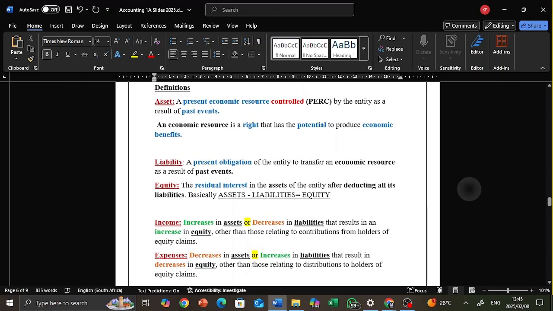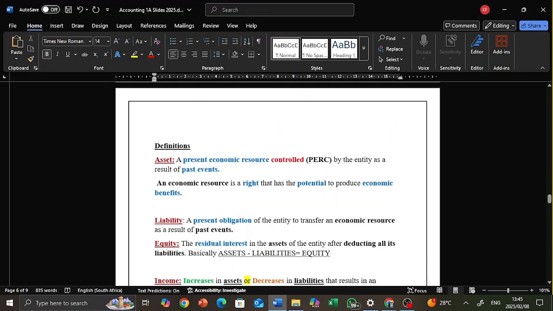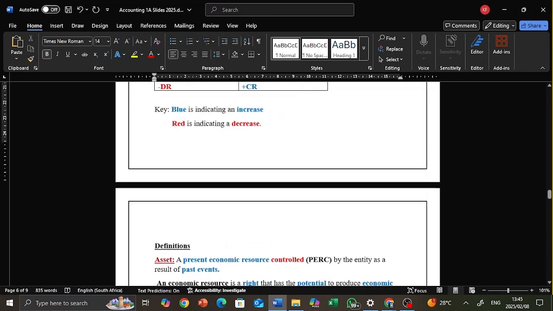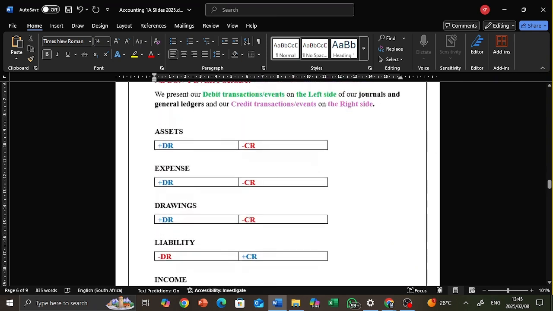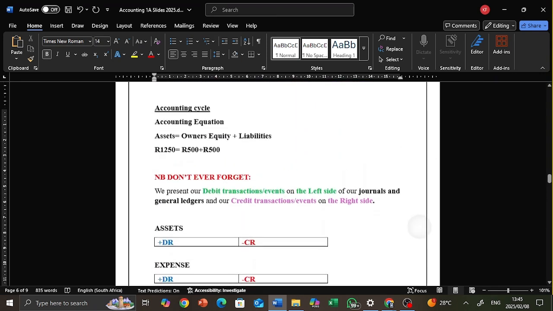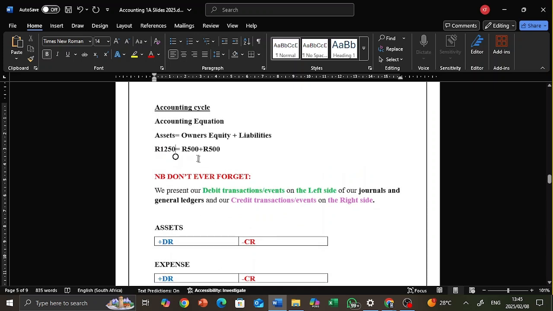Okay? So, for there to be income, there has to be an increase in assets, but that increase in assets needs to result in an increase in equity. Okay? So now our equity is also going to increase by 250 because, right?